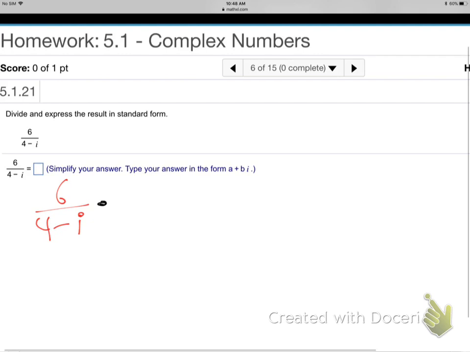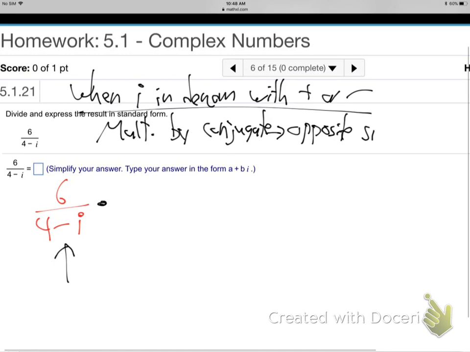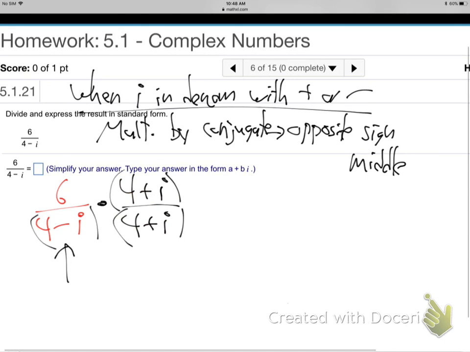Yeah, you multiply by the conjugate. Do you remember that? Multiply by the opposite sign in the middle of the bottom. So let me write this way. When you have i in the denominator with a plus or minus, that's what we're talking about. When you've got a plus or minus along with i in the denominator, multiply by what's called the conjugate. I'm not going to quiz you on the names. The conjugate is the opposite sign in the middle. So we're going to multiply by 4 plus i over 4 plus i, top and bottom like that.